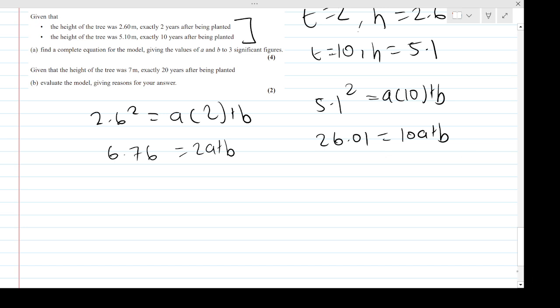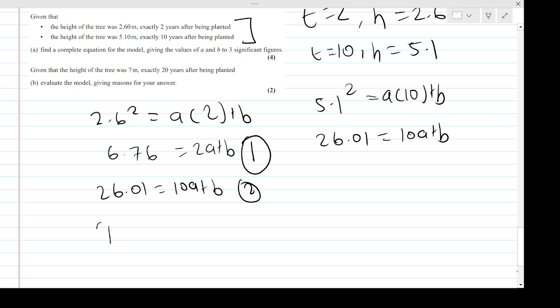So if I were to restate this, this is equation 1, 6.76 equals 2a plus b, then equation 2 is 26.01 equals 10a plus b. I'll rewrite it downward like this, next to each other. I think it makes it easier to see what I need to do. So what would I do? I could substitute, but actually I think it's a lot nicer if I take them away, because I notice b is already matching in both equations. That's screaming to me that, instead of bothering to substitute, I can just take them away to get rid of b as it is.